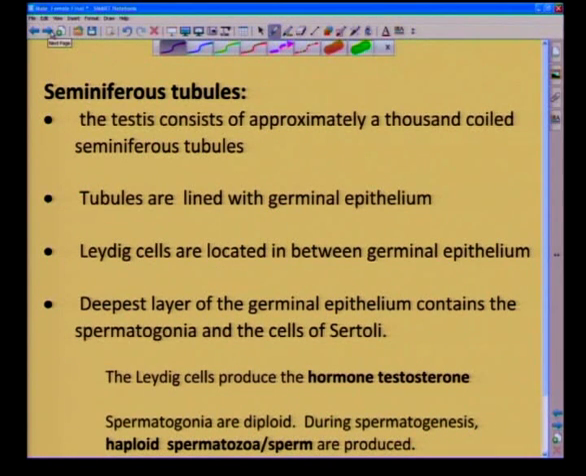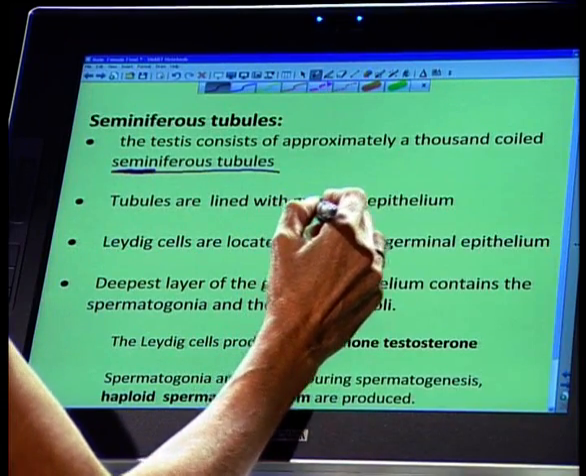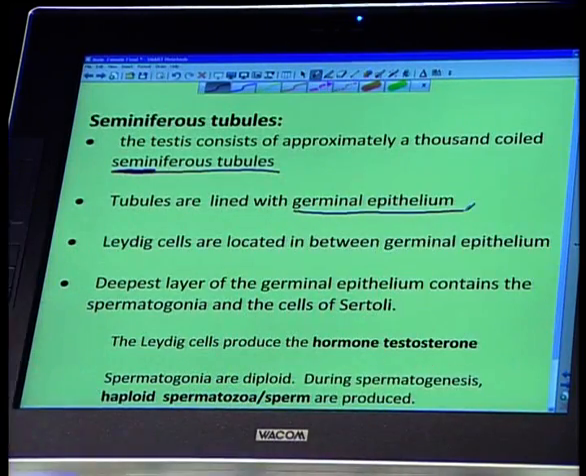Then there's seminiferous tubules. Now, the testes consist of approximately 1,000 seminiferous tubules. People look at the word. Semi is to make sperm, because semen is the liquid that carries the sperm. So semen is all the fluids from the glands plus little sperm cells. So seminiferous tubules. And these tubules are lined with germinal epithelium. When we get to gametogenesis and spermatogenesis, we're going to go through this in detail. But here are the basics.